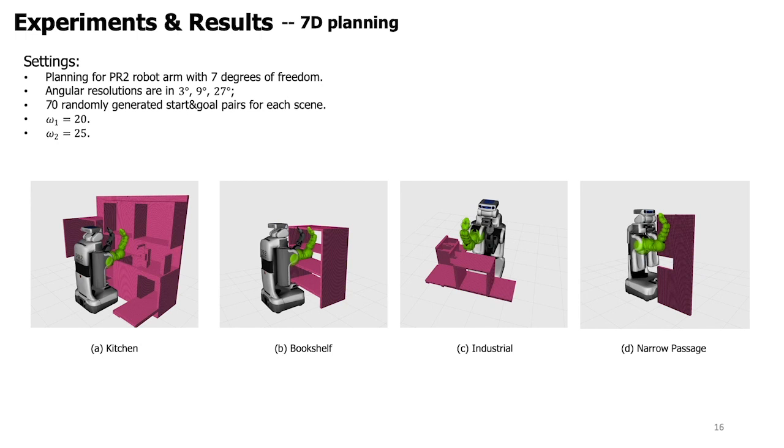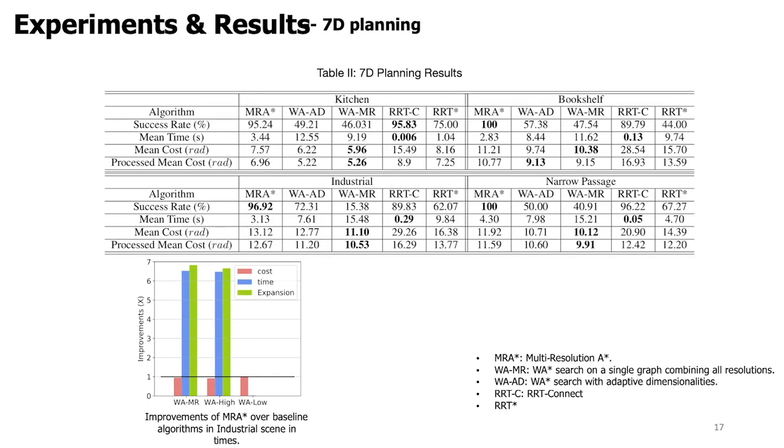And then we conducted our experiments using a PR2 robot arm in 4 scenes: kitchen, bookshelf, industrial, narrow passage. The angular resolutions for each joint are discretized into 3 degrees, 9 degrees, and 27 degrees. The results for each planning scene are documented separately. The baseline algorithms are weighted A star search on a single graph combining all resolutions, weighted A star search with adaptive dimensionalities, RRT Connect, and RRT star given a 120-second time limit.